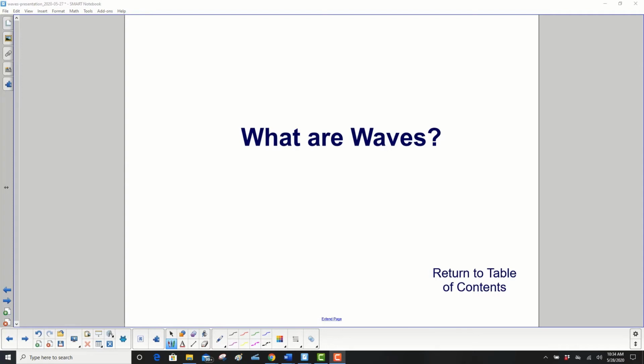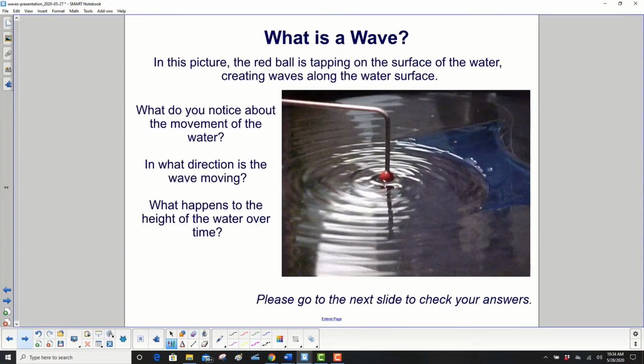What are waves? Before we answer that question, let's ask a few more. We have a red ball right over here tapping on the surface of the water, and you have this little mechanism here that's moving it up and down. It creates waves along the water surface. What do you notice about the movement of the water?